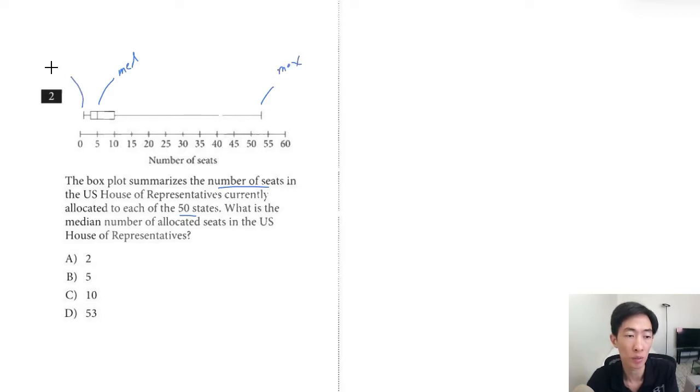Over here is going to be the minimum value, and the beginning of the box is always the 25th percentile. I think they call that Q1, and over here is always going to be the 75th percentile. That's really all you need to know for this type of diagram, and since they're asking for the median, it's obviously going to be 5.